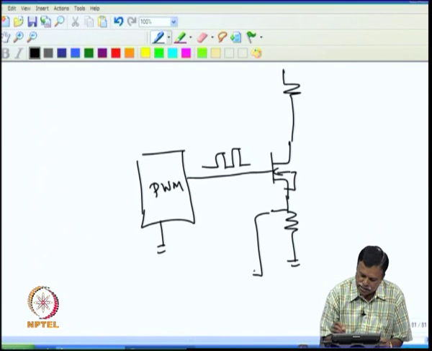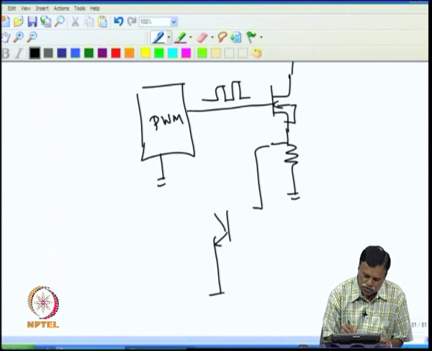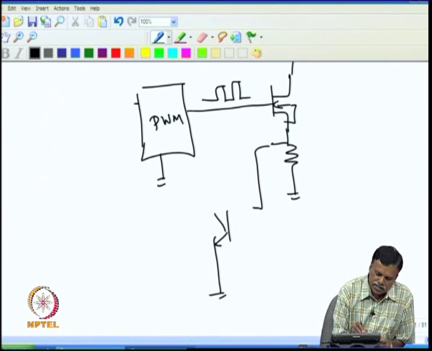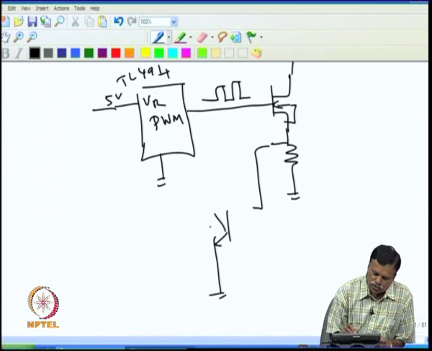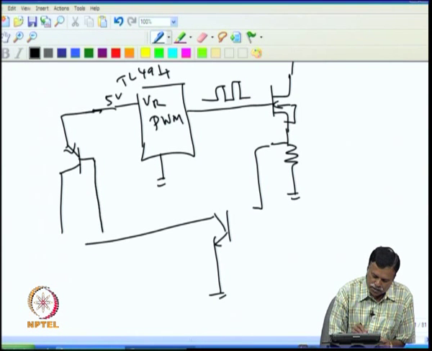For example, I connect a transistor here to switch. And if I take, for example, a PWM IC, say TL494, we have this one as a reference output, Vref, say 5 volt is available. So I can connect this 5 volt through a transistor, and this can be connected to this.